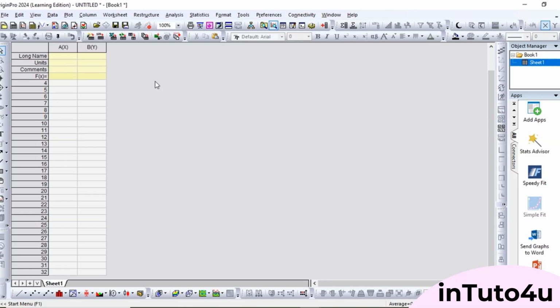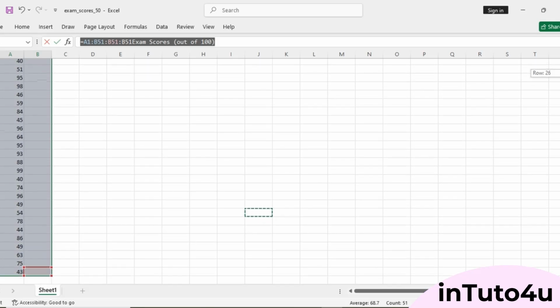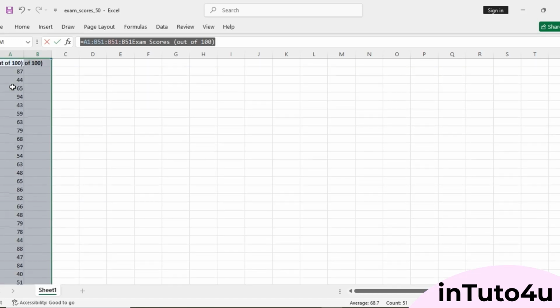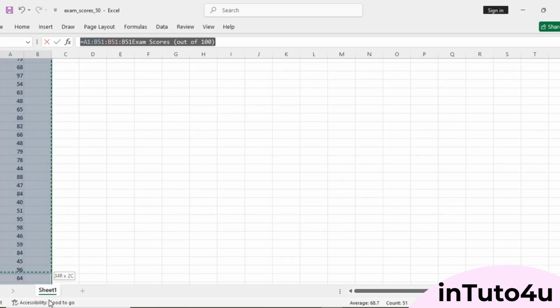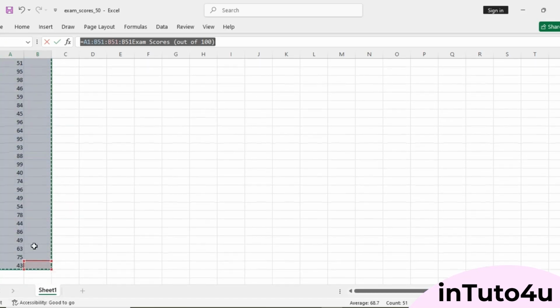Let's say we collected the exam scores of 50 students. The scores range from 10 to 100. Step 1. Divide the scores into intervals, for example, 0 to 20, 21 to 40, 41 to 60, 61 to 80, and 81 to 100. Step 2. Count how many students scored in each range.